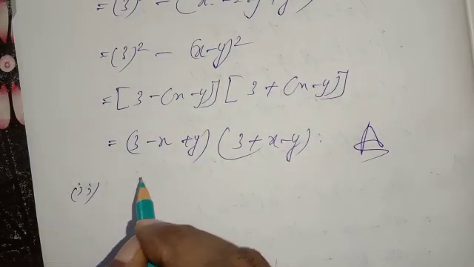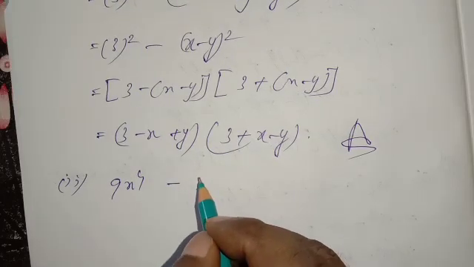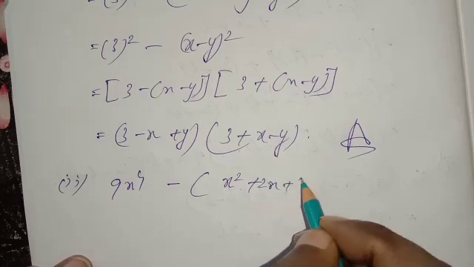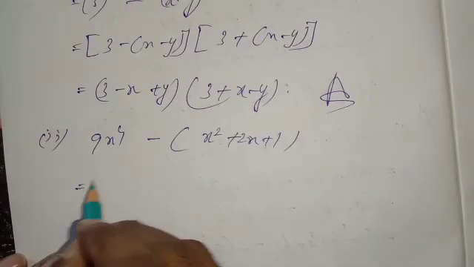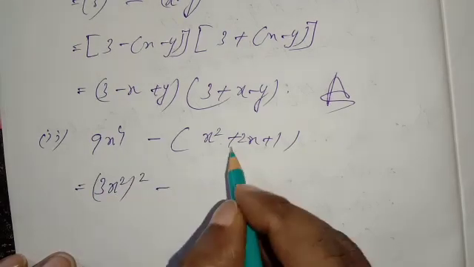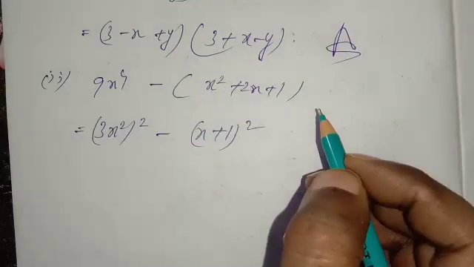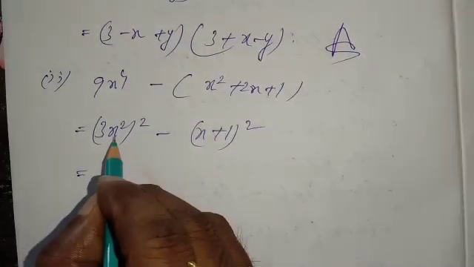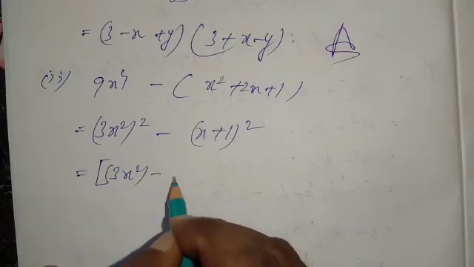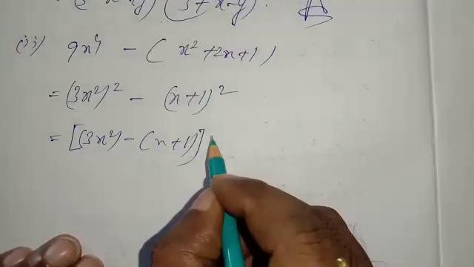Second part. The question given is 9x to the power 4 minus, inside the bracket, x square plus 2x plus 1. 9x to the 4 means 3x square whole square, and x square plus 2x plus 1 is x plus 1 whole square. Now apply the a square minus b square formula. a means 3x square, b means x plus 1. Just apply the formula: a minus b into a plus b.